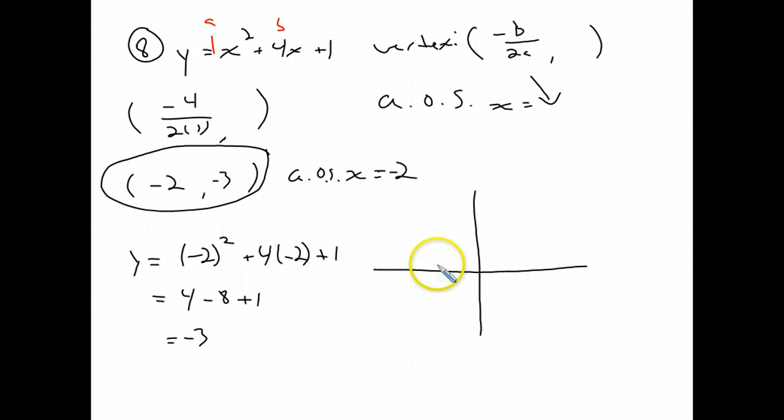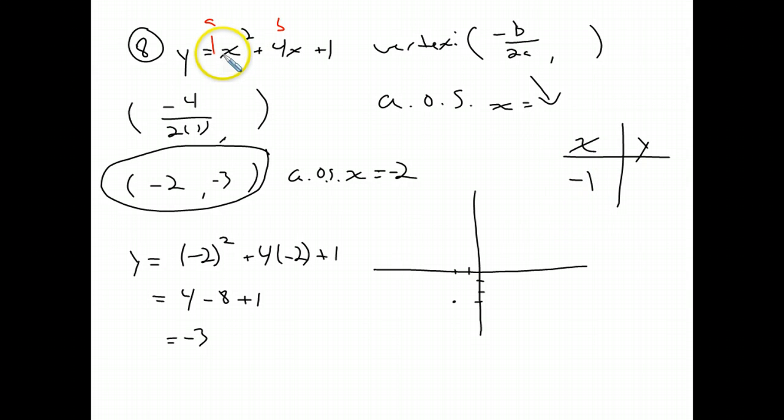To graph it, you know the vertex is negative 2, negative 3, so over 2, down 1, 2, 3. This is the point where my graph is going to change direction. I know it's going to be positive, so it's going to be opening upward, but I don't know how much. So what we can do is make a little t-chart. I know I have negative 2, negative 3, but what happens at negative 1? I don't know, so I'm going to plug this into my formula.